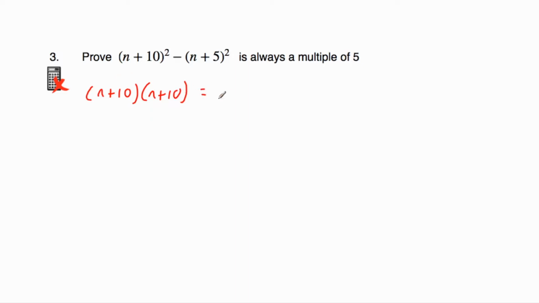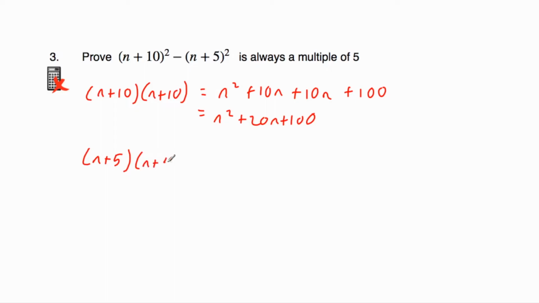So n times n is n squared, n times 10 is plus 10n, 10 times n is plus 10n, and 10 times 10 is 100. So that's equal to n squared plus 20n plus 100. So that's what we get when we square our first bracket. Now let's square our second bracket. So n plus 5 multiplied by n plus 5. And when we do that, we get n times n is n squared, n times 5 is plus 5n, 5 times n is plus 5n, and 5 times 5 is 25. And when we add those together, we get n squared plus 10n plus 25.